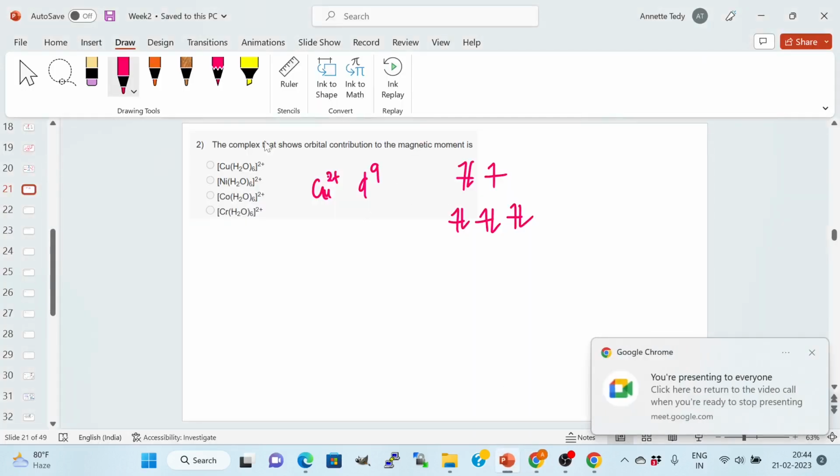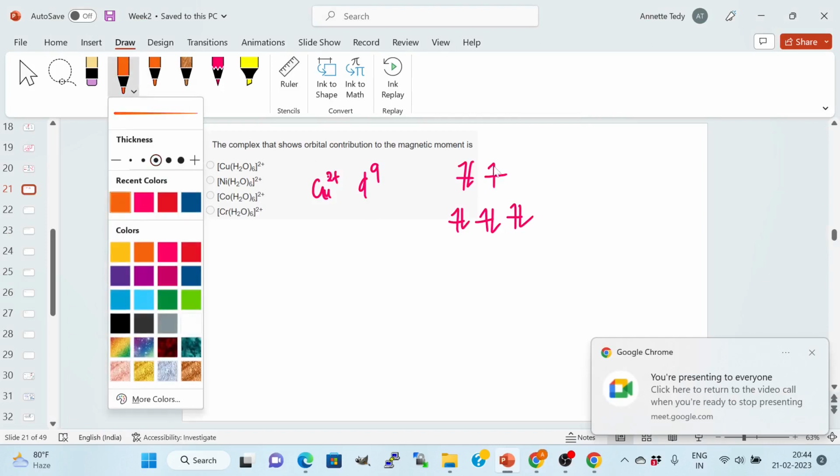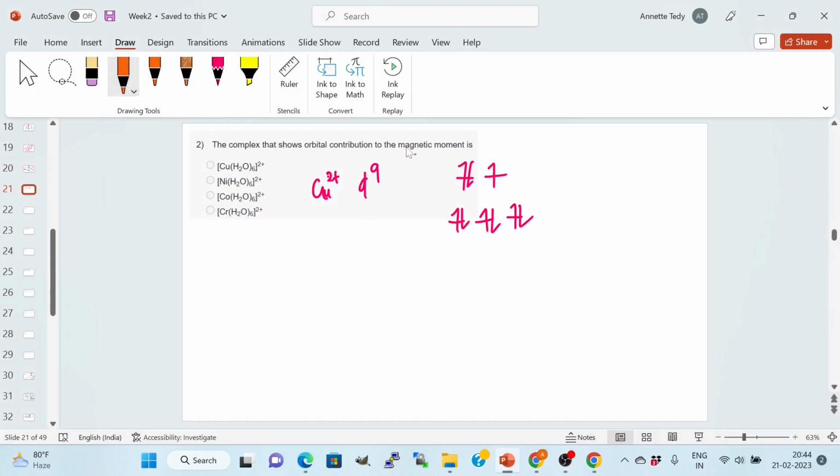Actually we don't have orbital contribution here. The keyword here is magnetic moment and the orbital contribution. As I said, the orbital contribution happens when we can interconvert the orbitals by rotation about the axis. In EG it is not possible, because dx square minus y square and dz square are two different orbitals. Just by rotation, we cannot interconvert them. Therefore, since the unpaired electron is here, there is no orbital contribution. So this is not the answer.